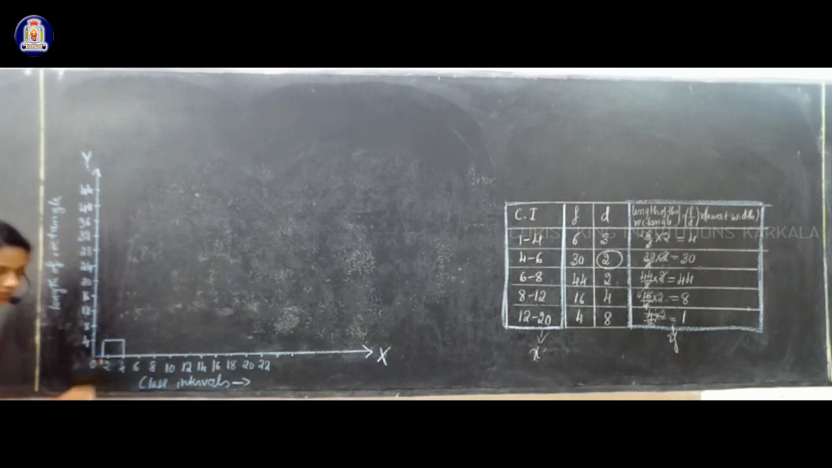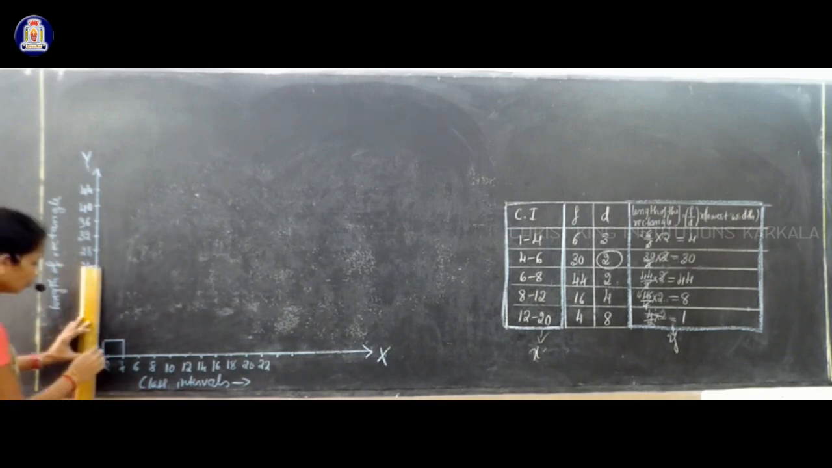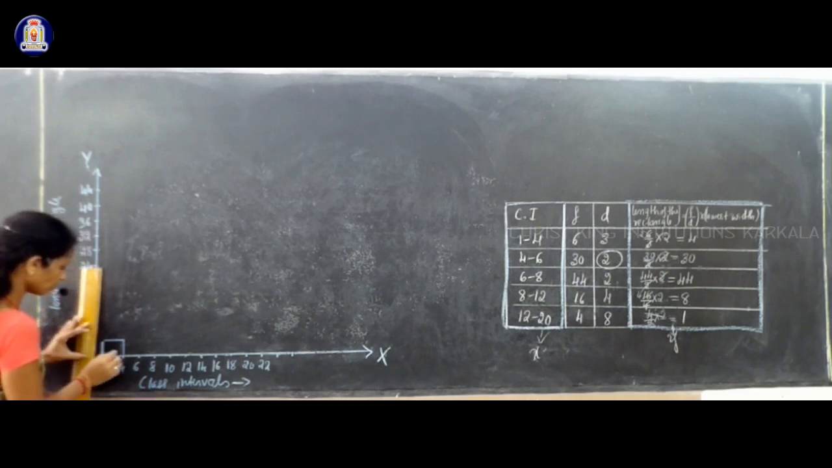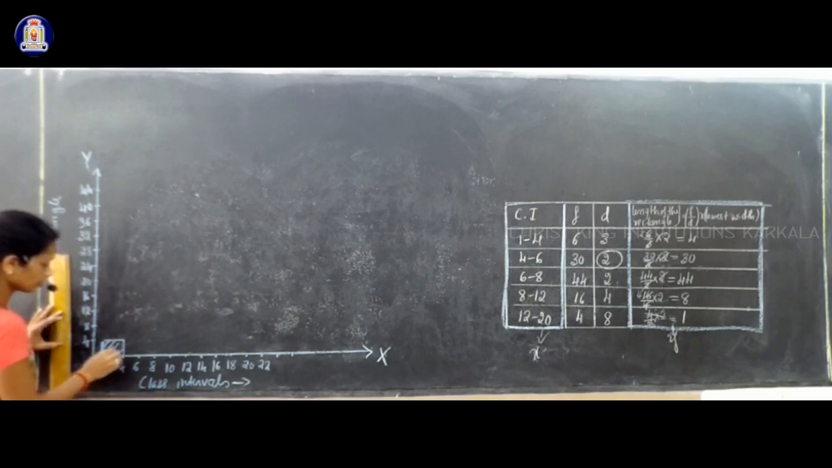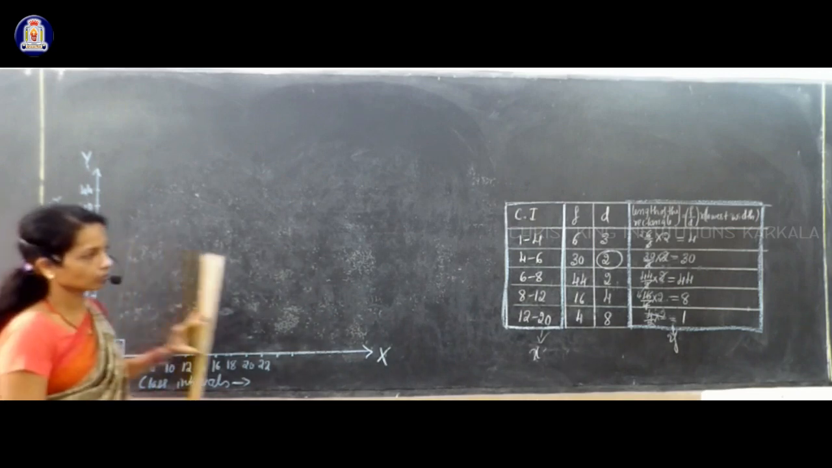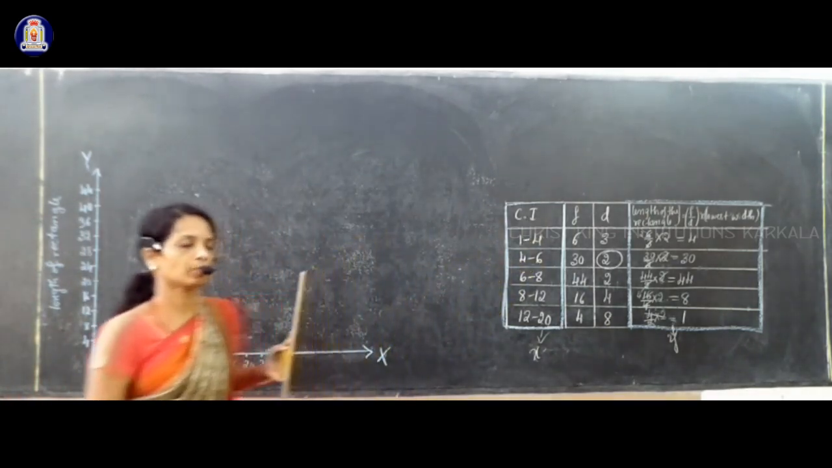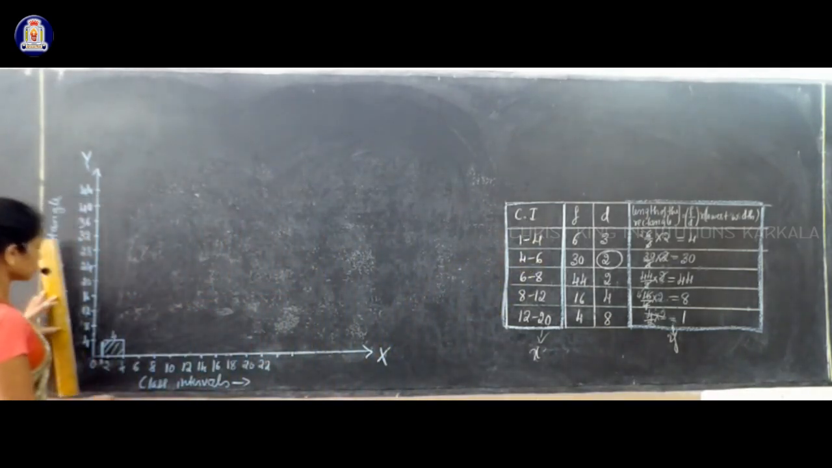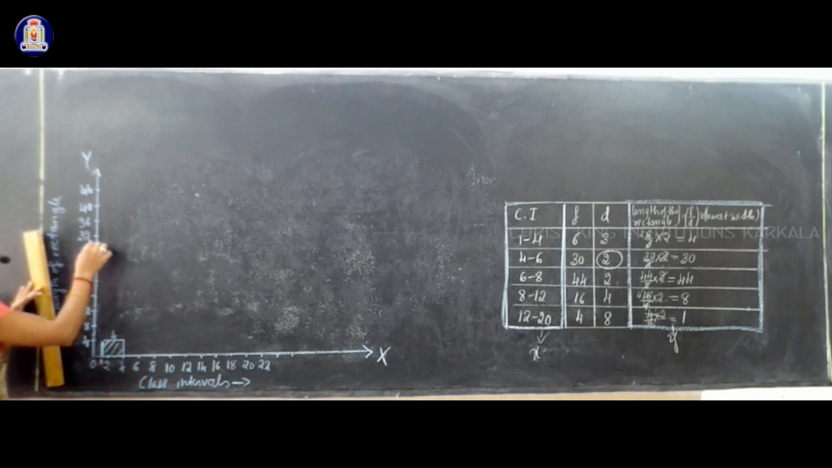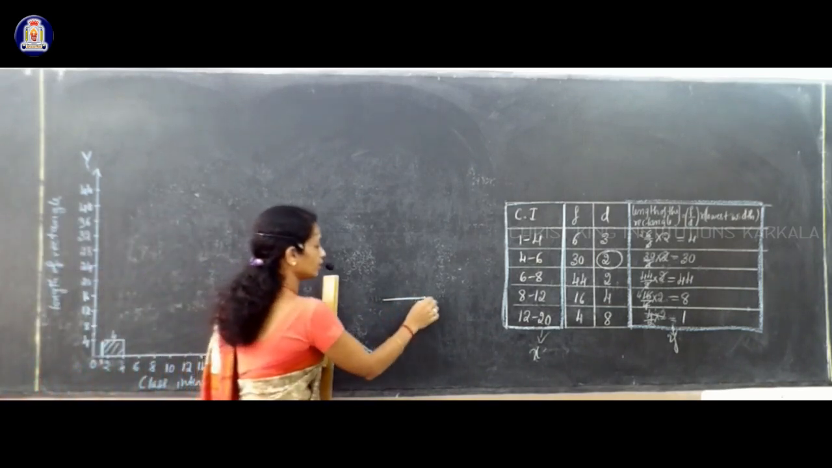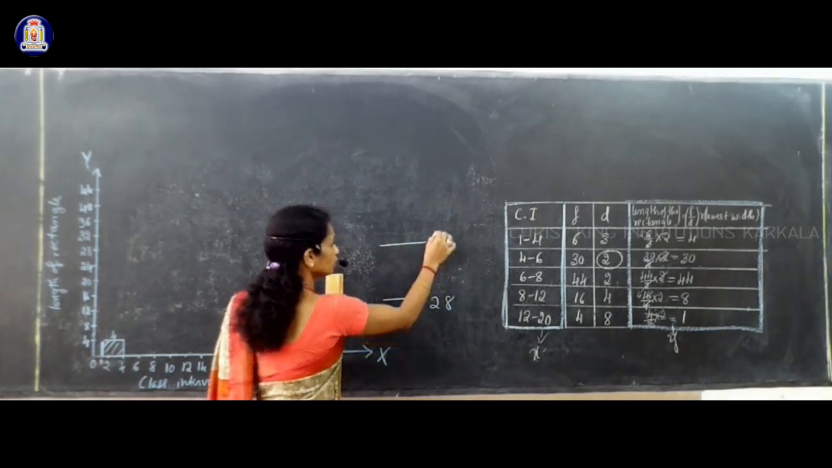Exactly in between 0 and 2 you have 1. From there we started. From 1 to 4, a rectangular bar of height how much? That is 4. Next, 4 to 6, a rectangular bar of 30. Where is 30? See here 28 and 32. Exactly in between that, 28 is here and 32 is here.